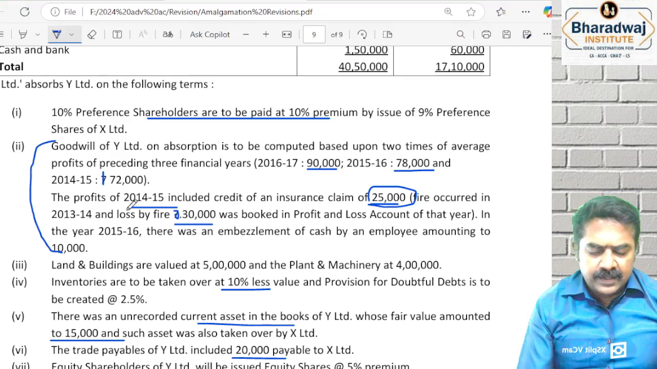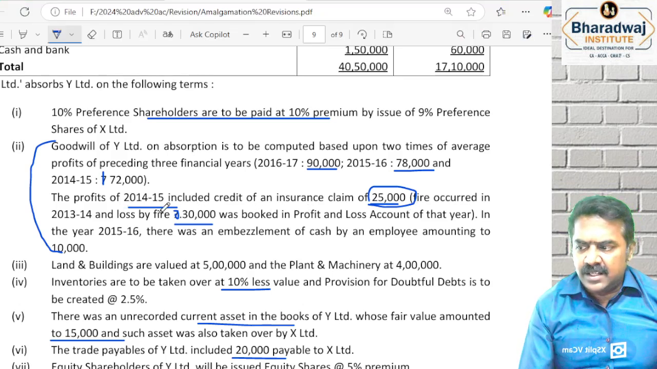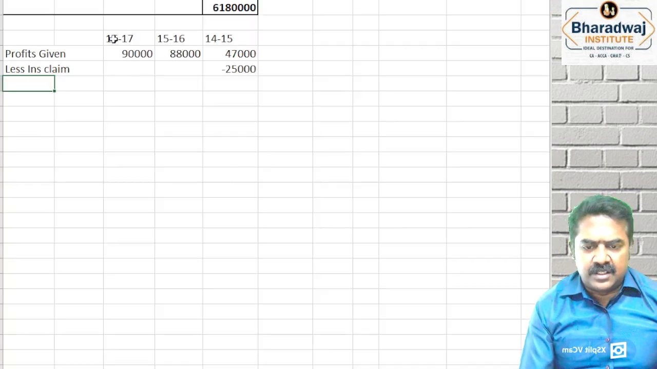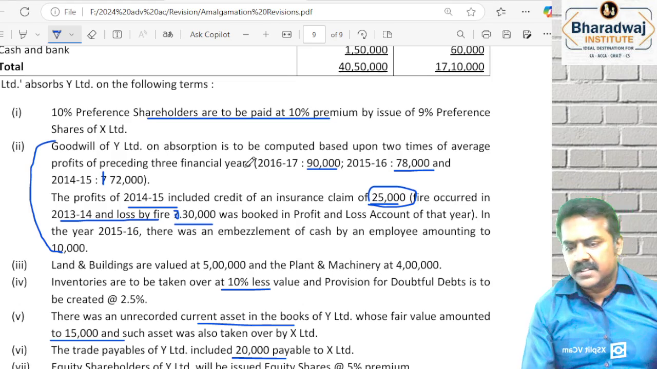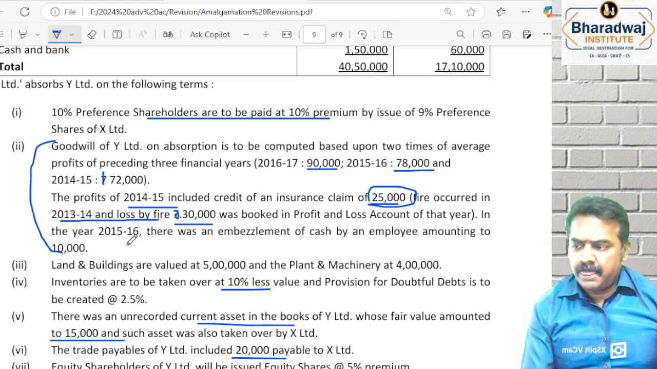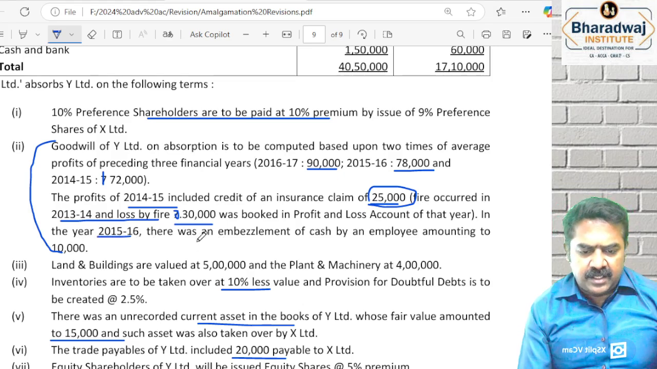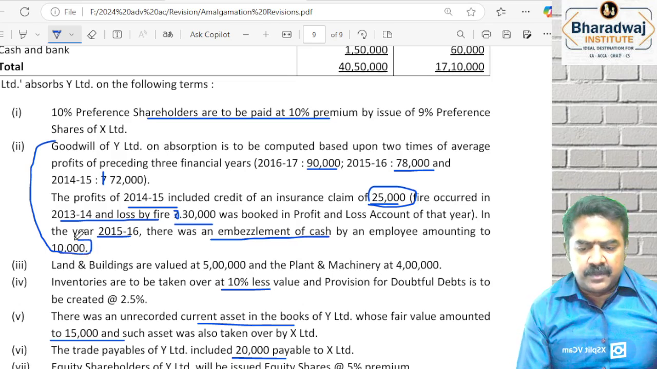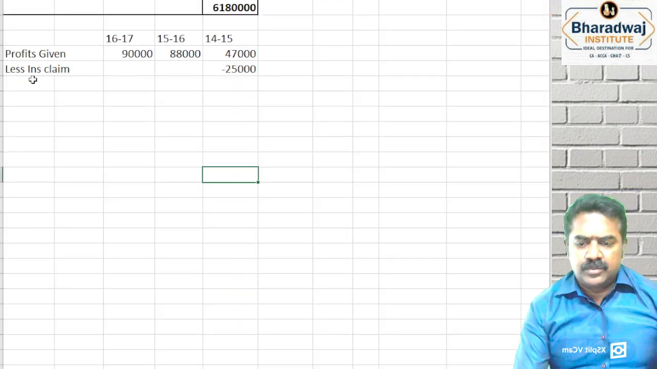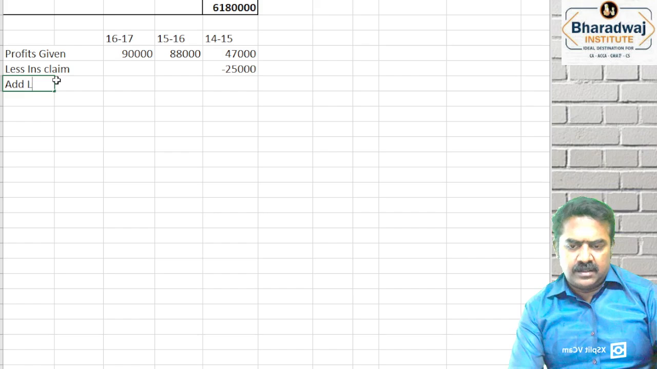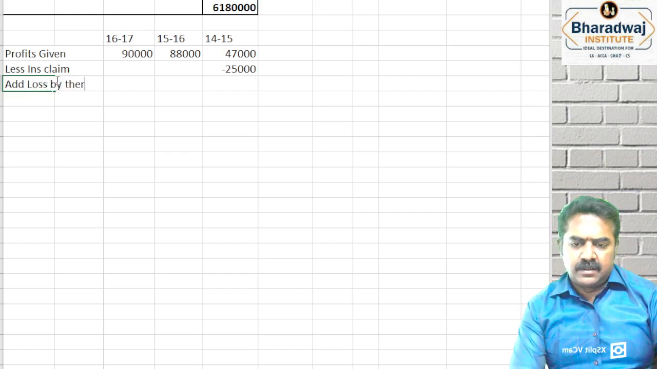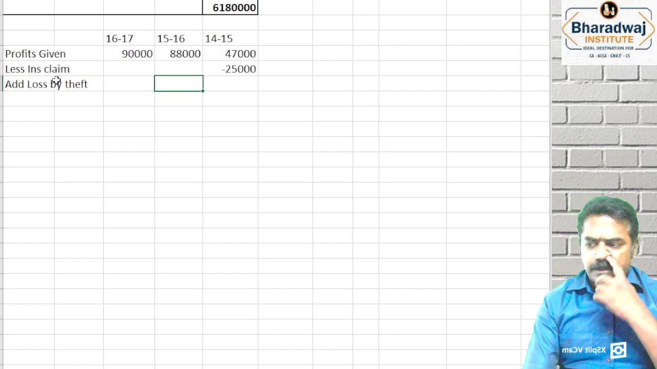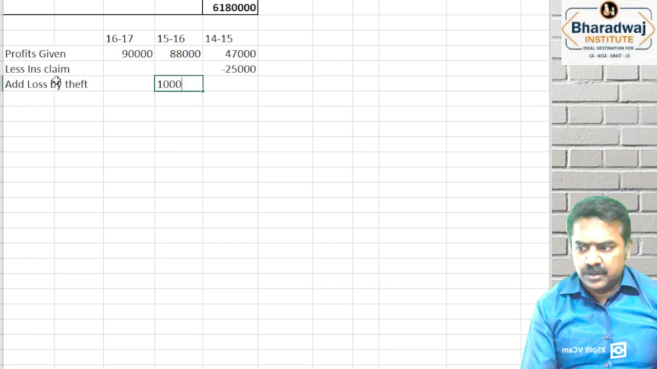Then, what is the loss recorded by fire? 13-14, 40,000. That doesn't matter. That is 13-14. That is not within this financial year. Then what is given? In 15-16, there was an embezzlement of cash, means theft of cash. Whether this loss will come every year? No. So add back loss by theft. Why? Because this loss will not come every year. How much? 10,000 loss.